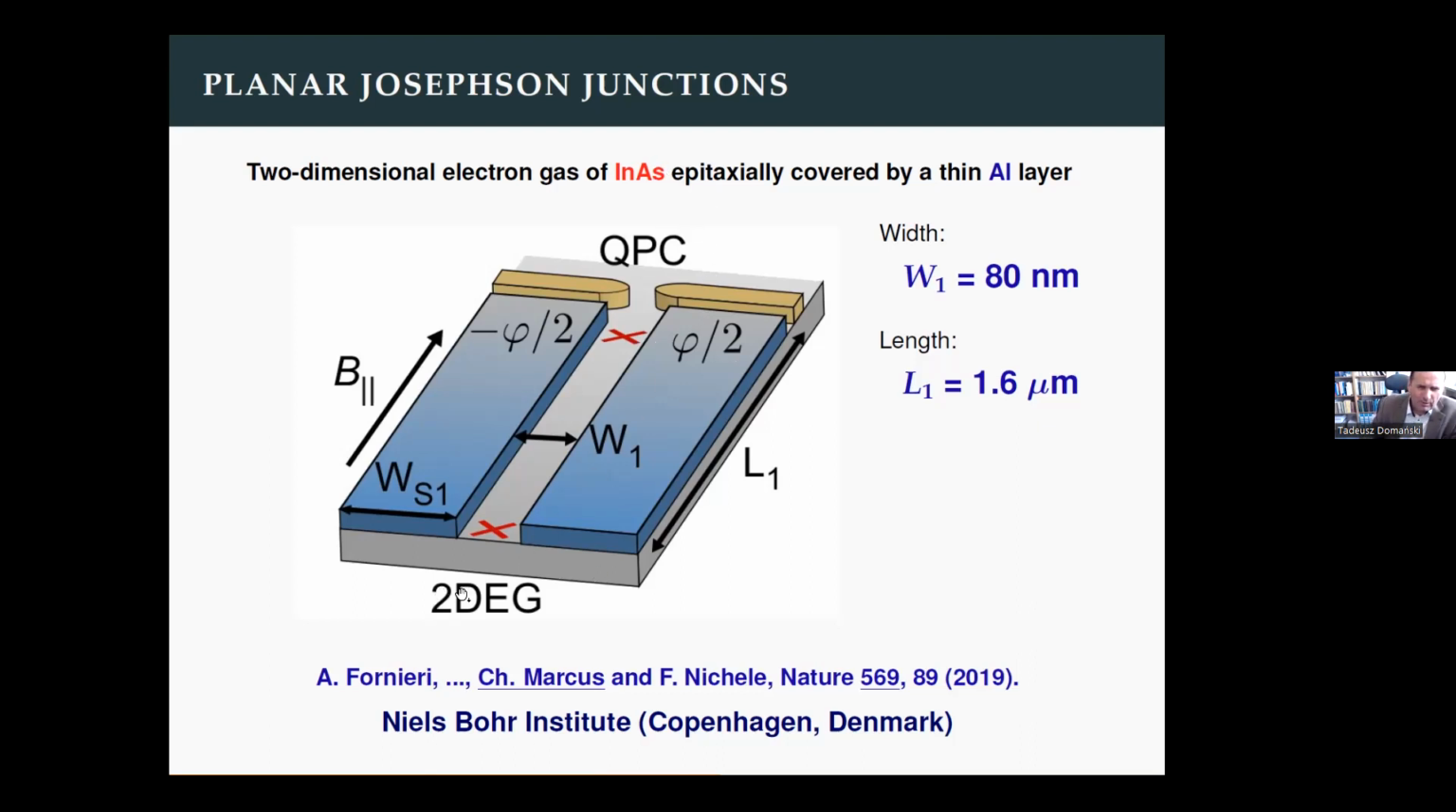So this is a two-dimensional electron gas, which is marked here by the gray color. And on top of it, this group from Copenhagen epitaxially deposited superconducting leads. And of course, they formed some loops. So by magnetic field, they controlled the phase difference between left and right. In this case, again, aluminum was used for the superconducting external leads.